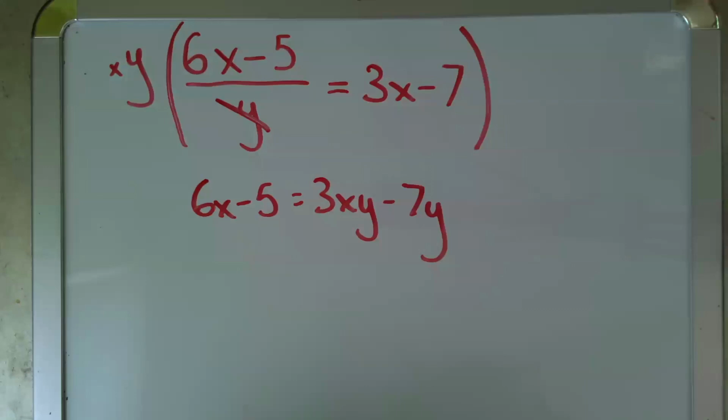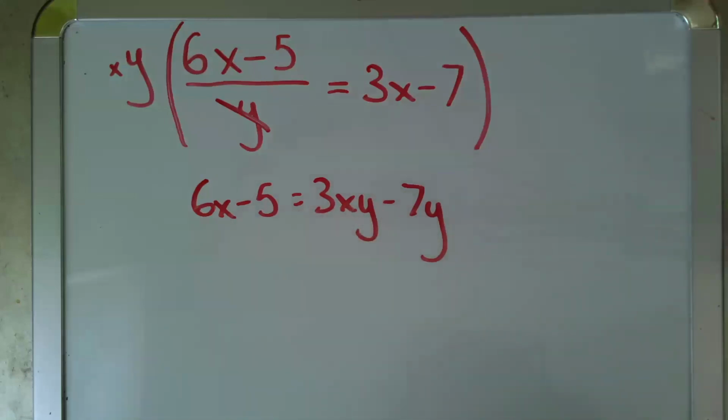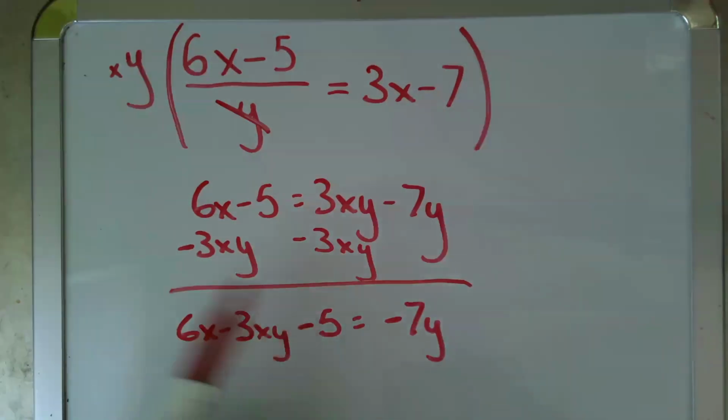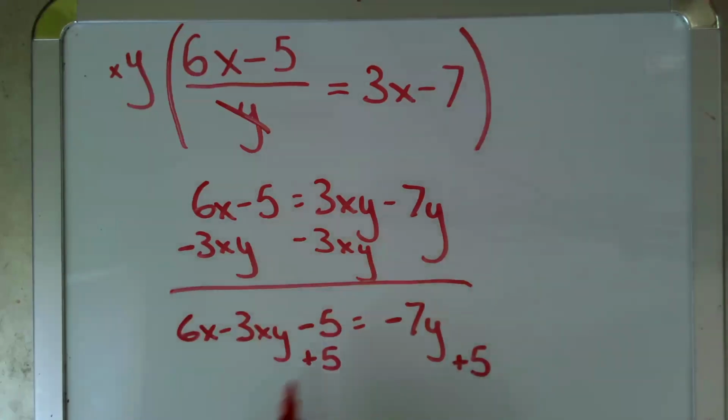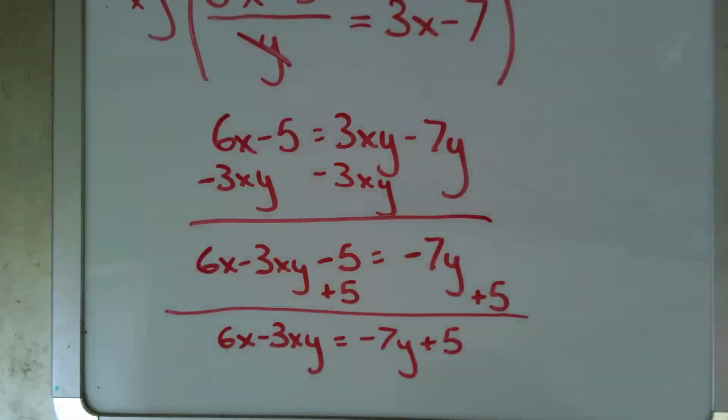Okay, now my goal is to get all of my x's on one side of the equation and everything else on the other side. So to move my 3xy over to this side, it's added here, so I'm going to, that's right, subtract it from both sides. Now, on this side, I need to get rid of my 5. It is subtracted. So to get rid of it, I will, that's right, opposite operations, add it to both sides.